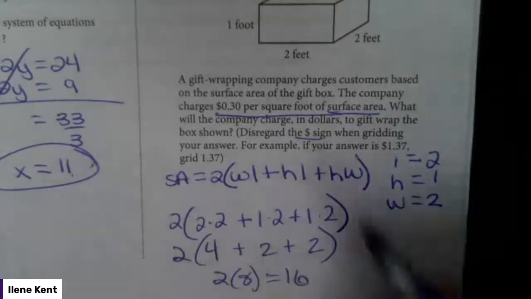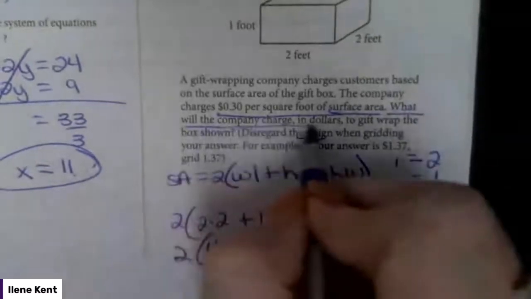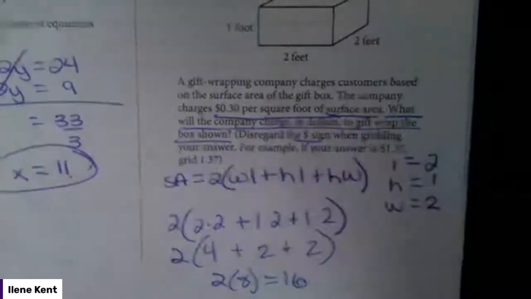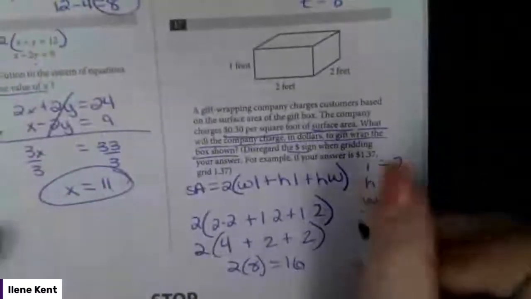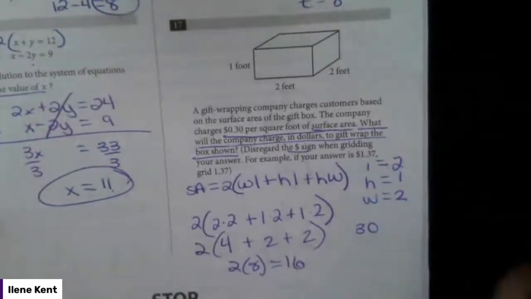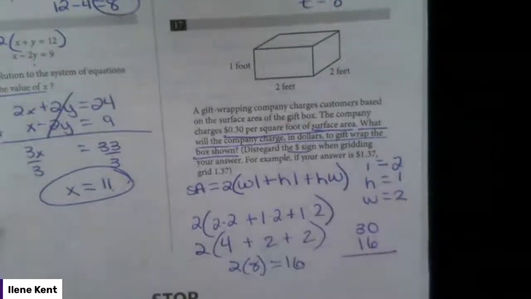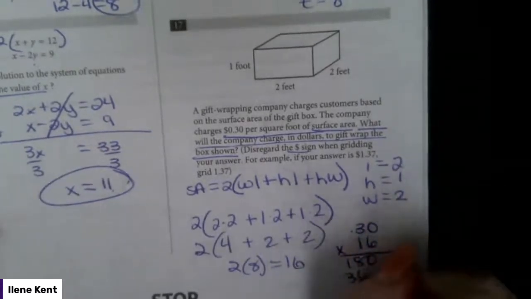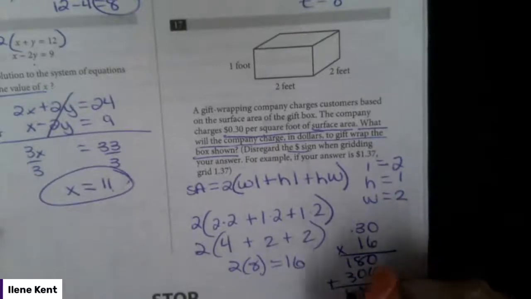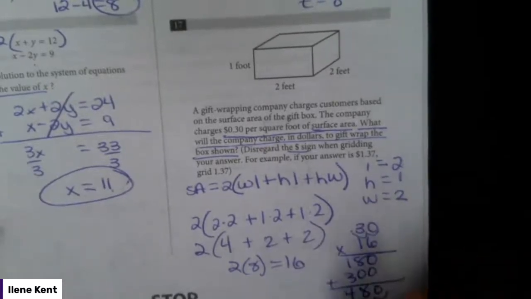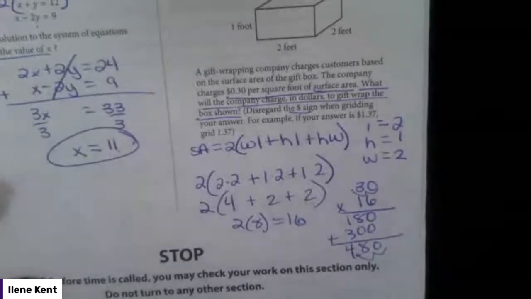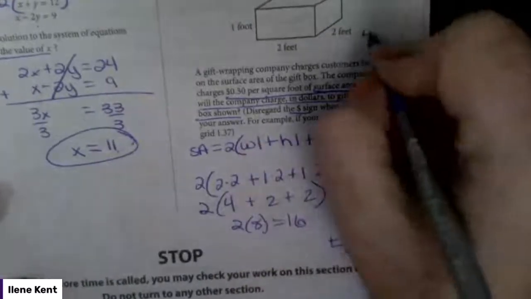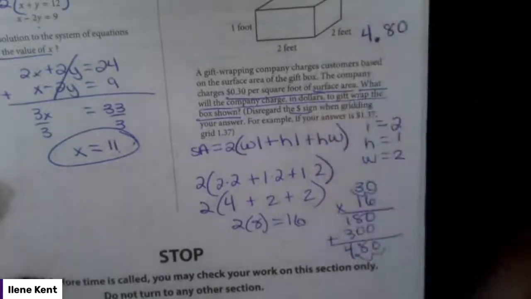They were asking us what the company will charge in dollars to gift wrap the box shown. 16 is only the surface area. Now, 30 cents for a square foot, and I have 16 square feet. So I need to multiply my 30 cents times 16. That looks like $4. Oops, sorry, $4.80. And remember, when gridding, we don't need to write the dollar sign. So in our grid-in, I would have just put 4, the dot, the 8, and the 0.